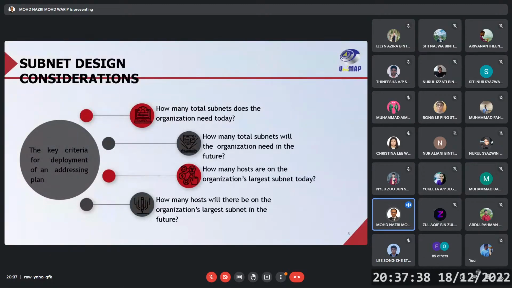And how many hosts will there be on the organization's largest subnet in the future? So you also need to know the expansion of your hosts. Maybe for the coming 2 or 3 years you require another 100 hosts. So you need to plan. You cannot design based on current needs. You also take into account the future expansion of your hosts and subnets.